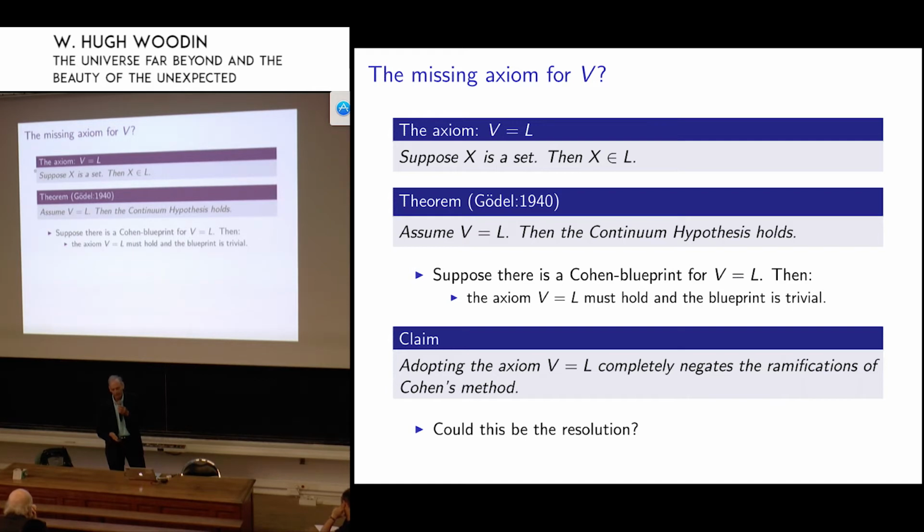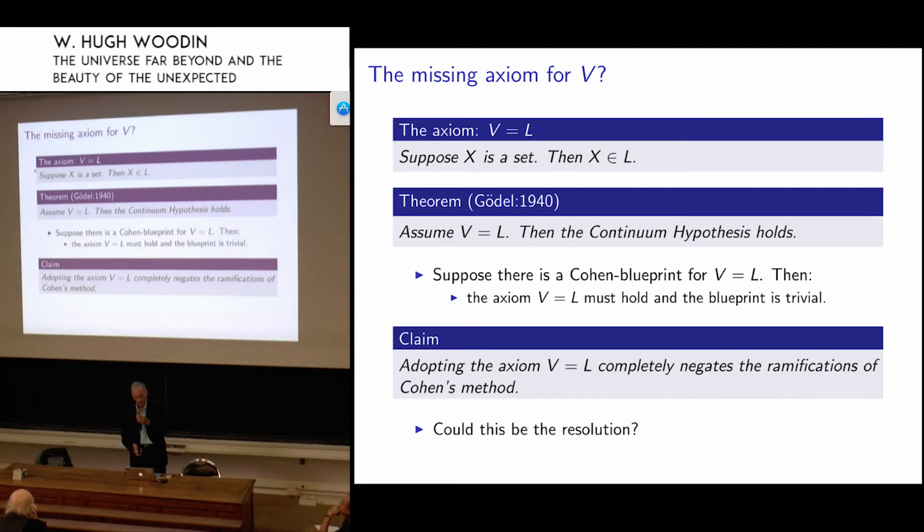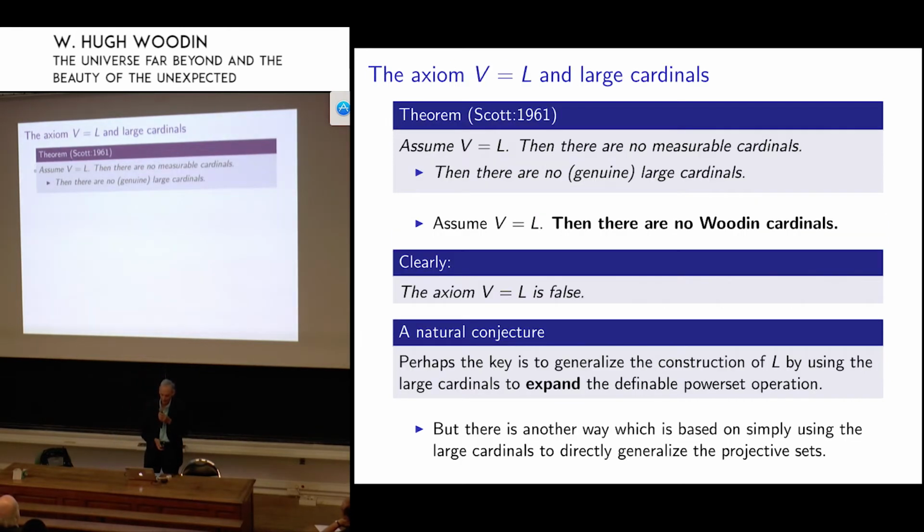Well, how does forcing affect this? If you have a Cohen blueprint for V equals L, then the axiom V equals L holds and the blueprint is trivial. So if you adopt the axiom V equals L, you completely negate the ramifications of Cohen's method. Cohen's method is powerless to show things are unsolvable. Well, maybe we're done. Maybe this is the resolution. Well, obviously not, but why?